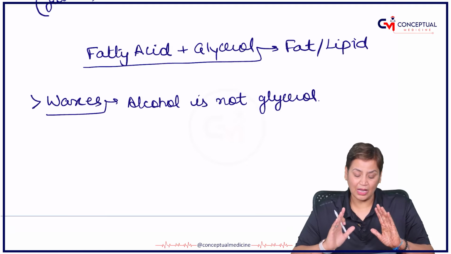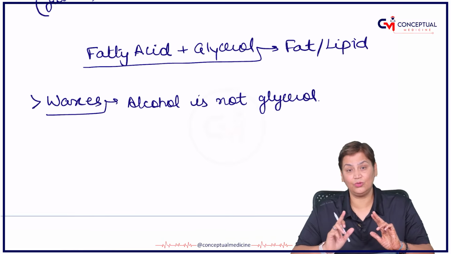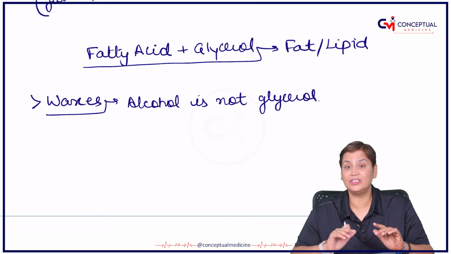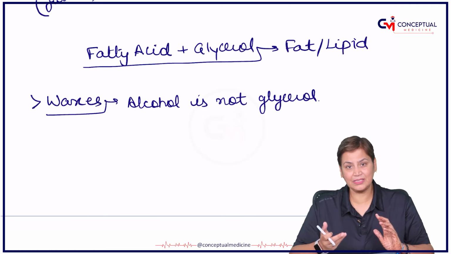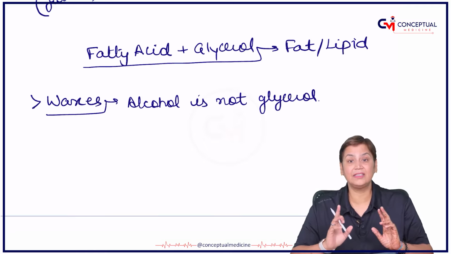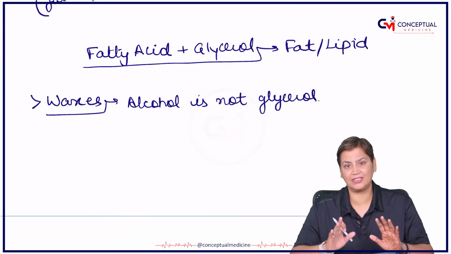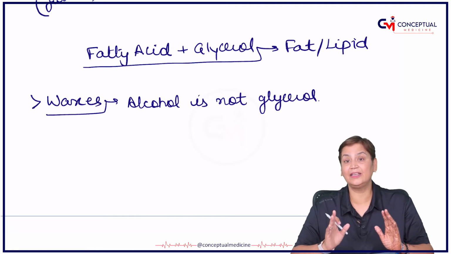So I hope now the difference between a fatty acid and a fat is clear to you. Fatty acids are the ones which make a fat, which commonly we call lipids, but technically, or clinically, we always call them TAGs or triglycerides. Triglycerides are the triesters of fatty acid and glycerol.